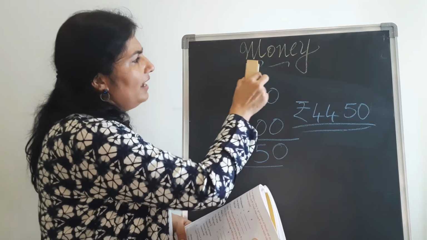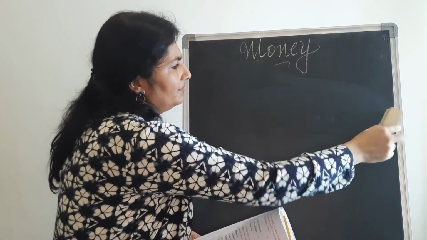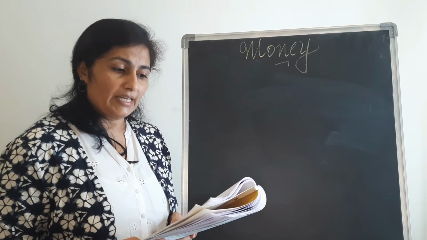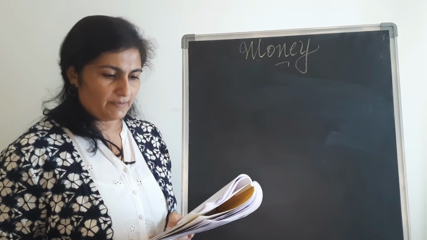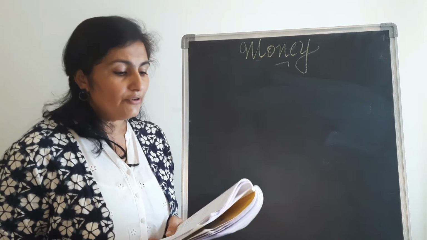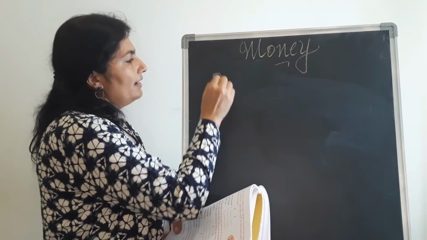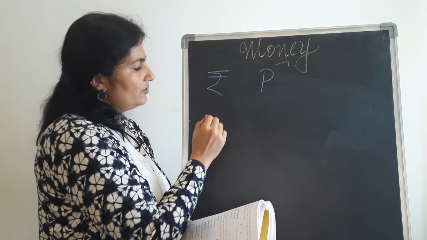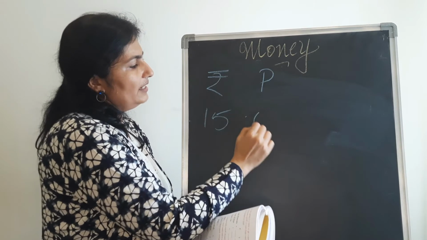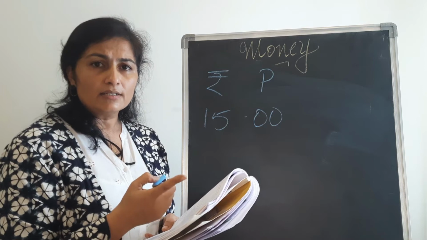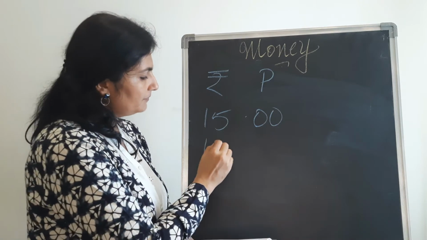Let's erase this. You are going to a shop to get a packet of biscuit and chips. A packet of biscuit costs rupees 15. So let's write our rupees and paisa. So this is 15. And a chips will cost us rupees 10.